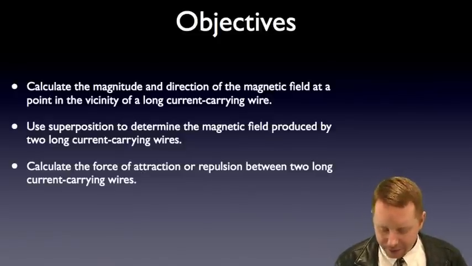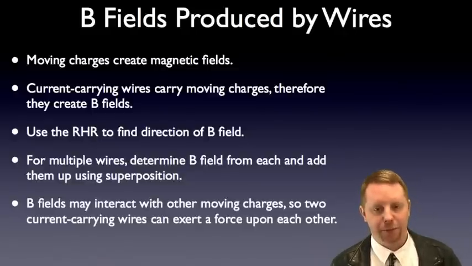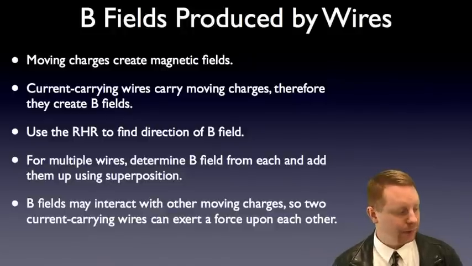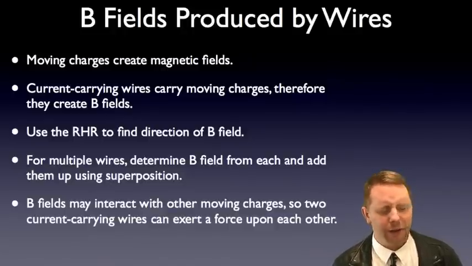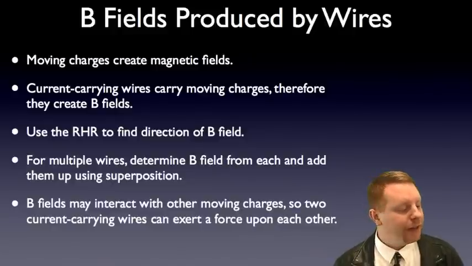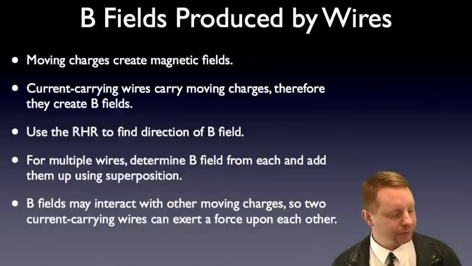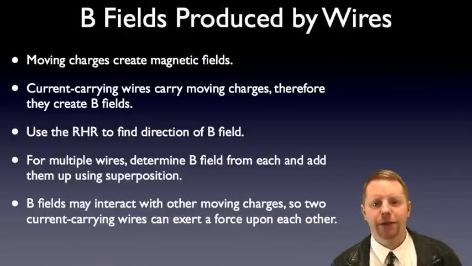So with that, let's talk about magnetic fields produced by wires. First off, moving charges create magnetic fields. We already know that. And current carrying wires carry moving charges. Therefore, they're going to create magnetic fields. And you can use the right-hand rule to find the direction of the magnetic field produced by current carrying wires. For multiple wires, you determine the magnetic field from each one, and then you add them up together using superposition.